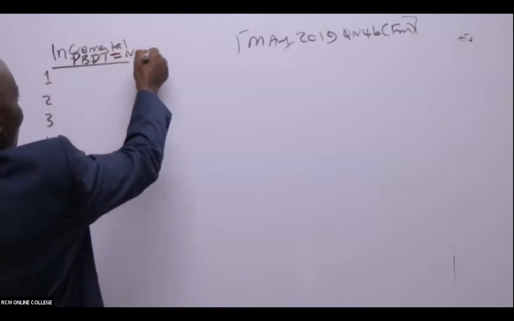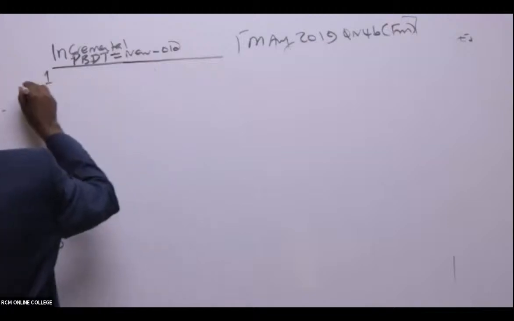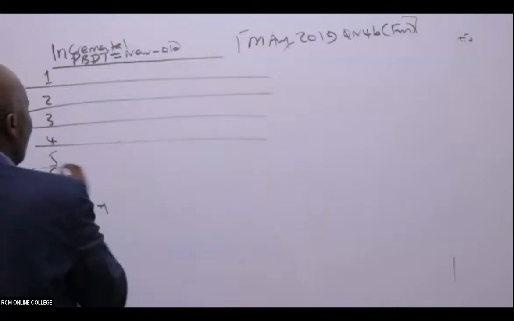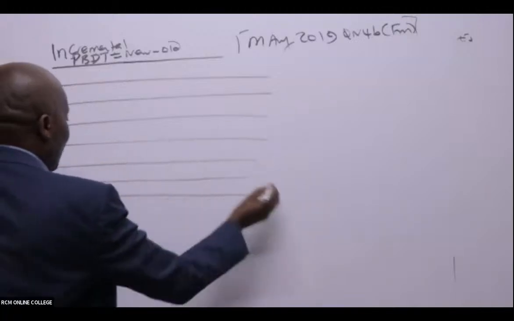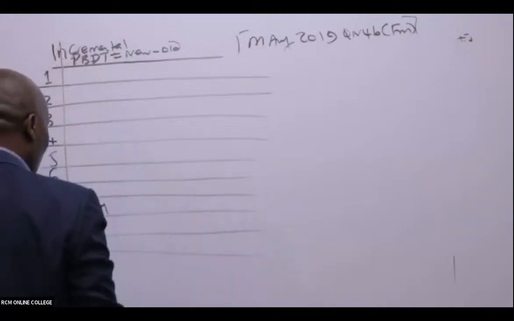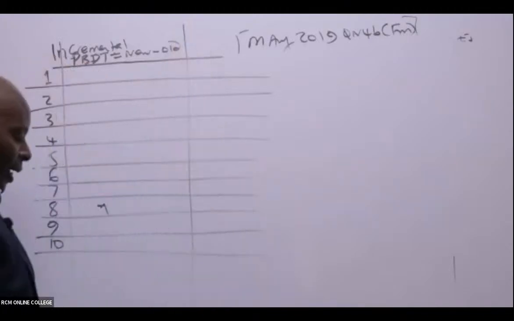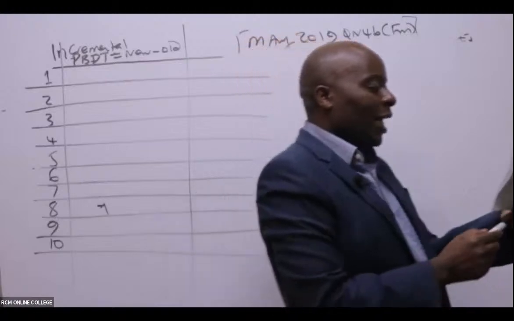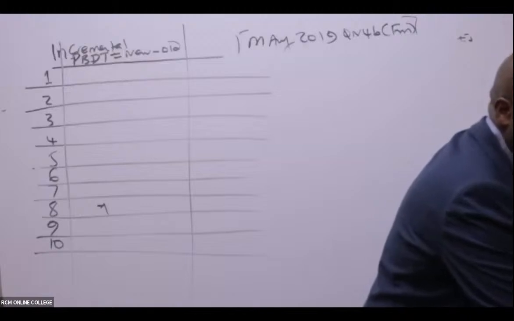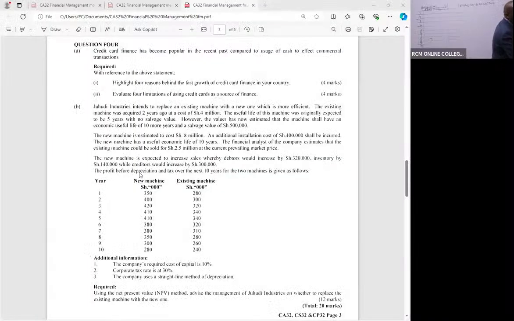So you are taking the new minus the old. We are taking new minus old. So are you able to see those profits, ladies and gentlemen? After the third paragraph, they are telling us something very special there. After this third paragraph, the profit before depreciation and tax over the next 10 years is given.